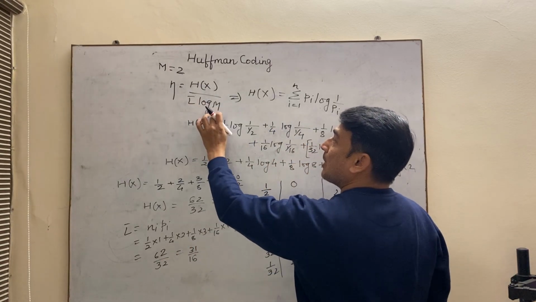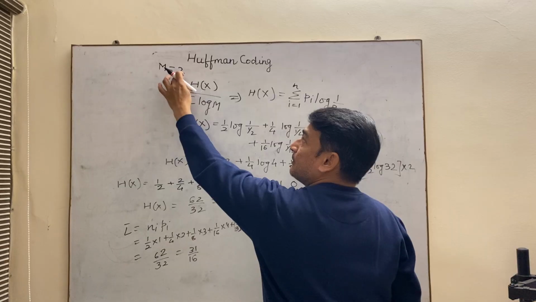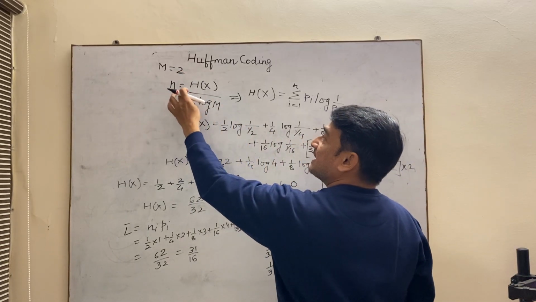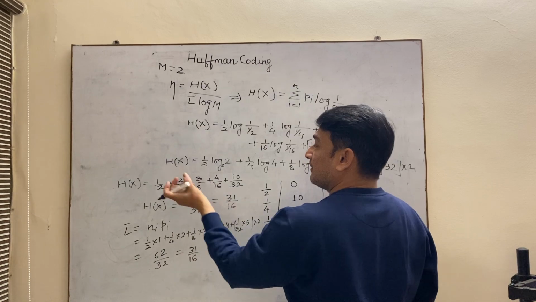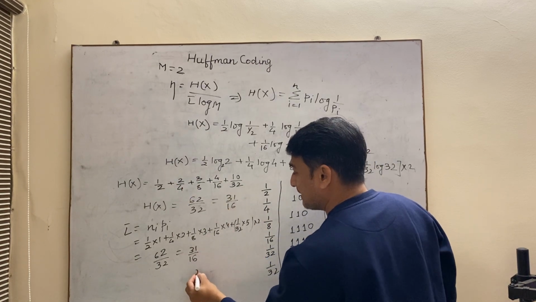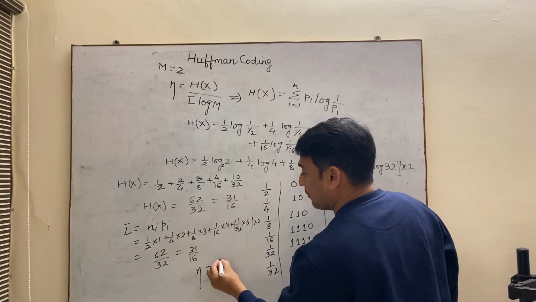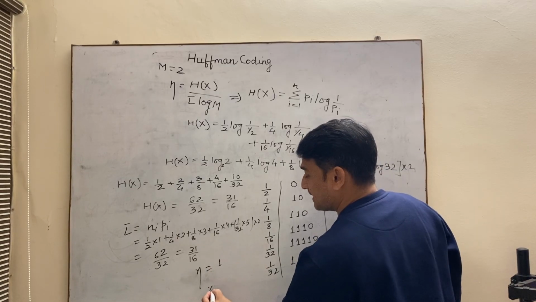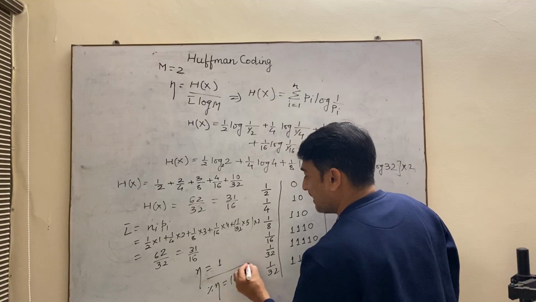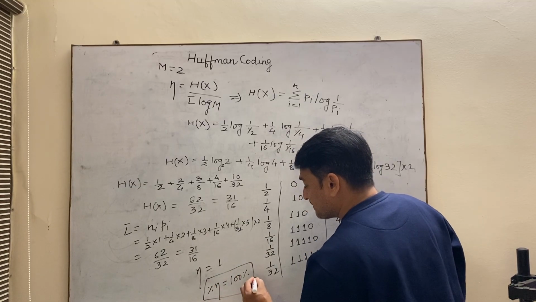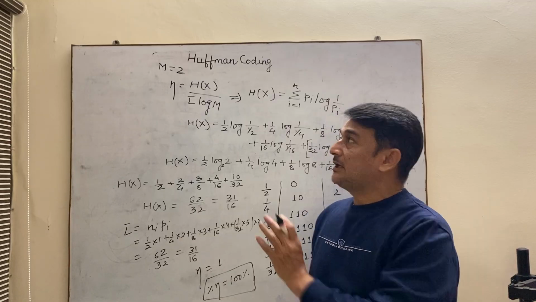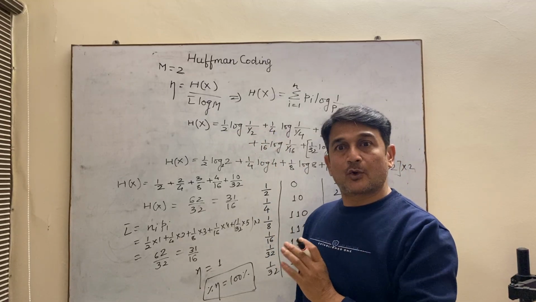Now log m, where m is equal to 2, so log 2 base 2 will become 1. So your formula is eta equals Hx upon L bar. Hx is 31/16, L bar is 31/16, so that means eta is equal to 1, or percentage eta is 100%. So the coding efficiency for this particular problem is 100% using Huffman coding.